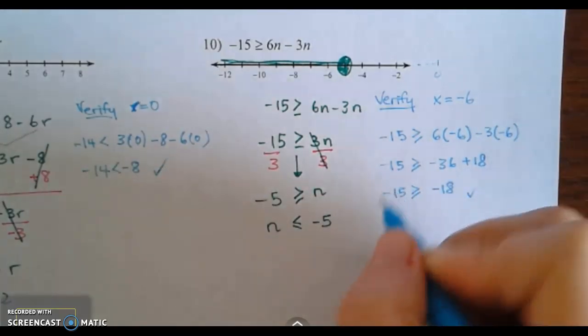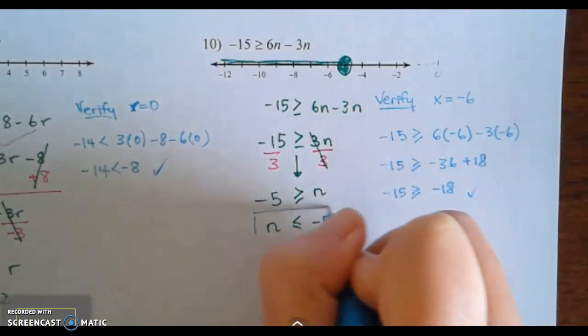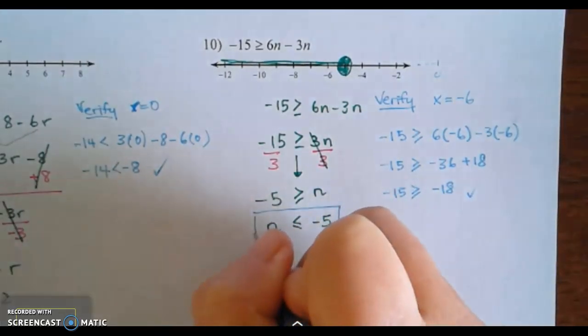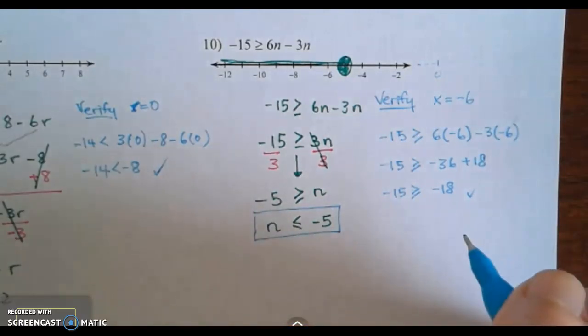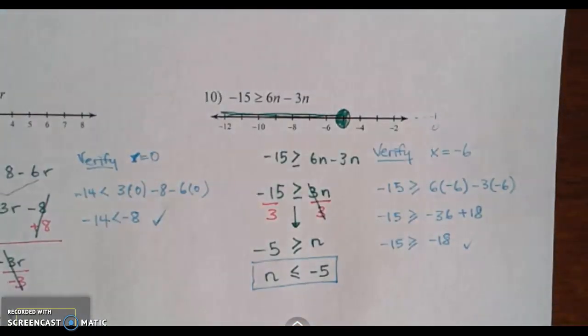So it checks out. So I know that n is less than or equal to negative 5 was the solution. Okay, so that's it for today.